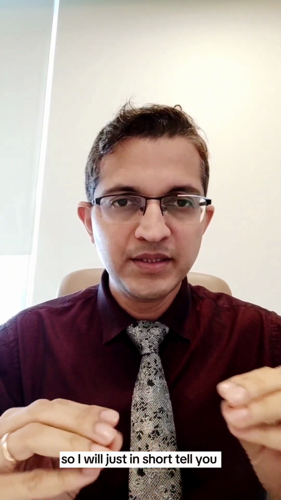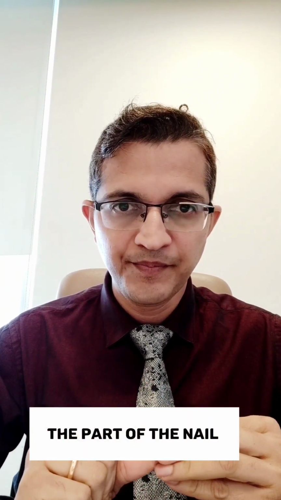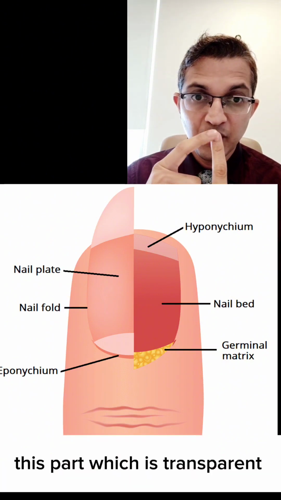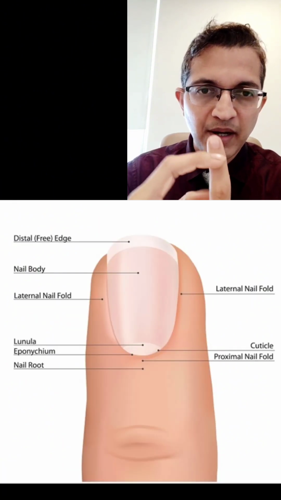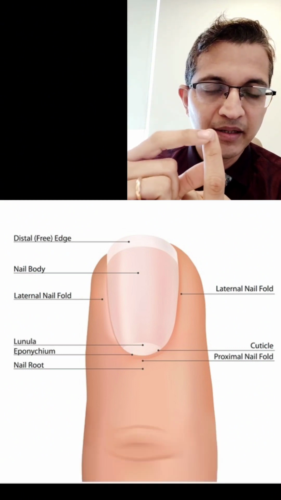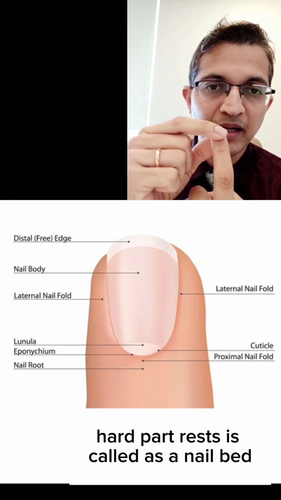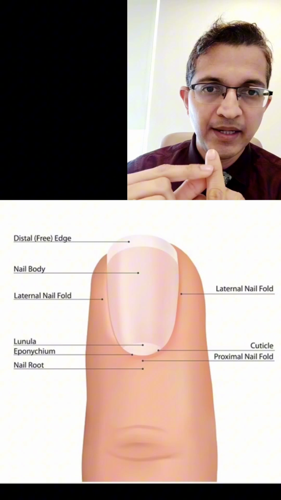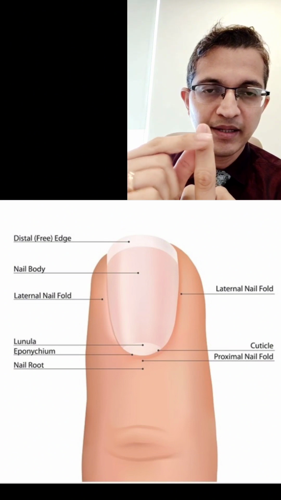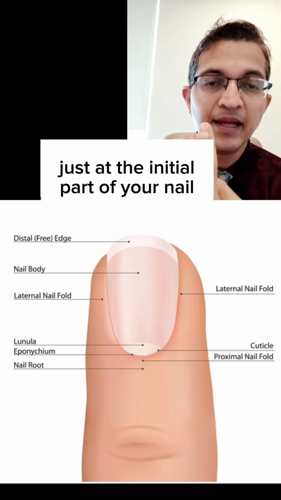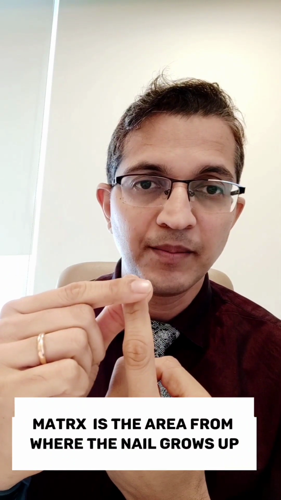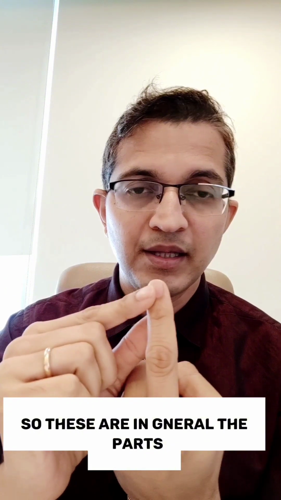Okay, so I will just tell you in short what the parts of the nail are. As you can see, the nail has a nail plate, this part, which is transparent. This part is called the proximal nail fold. It has lateral nail folds. Then the nail bed, the bed on which your nail, the hard part, rests, is called the nail bed. You can see a small whitish half moon shaped area just at the initial part of your nail, that is the lunula. And the matrix is the area from where the nail grows. So these are in general the parts.